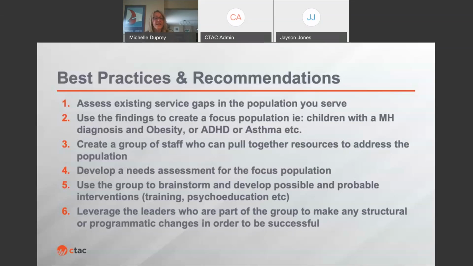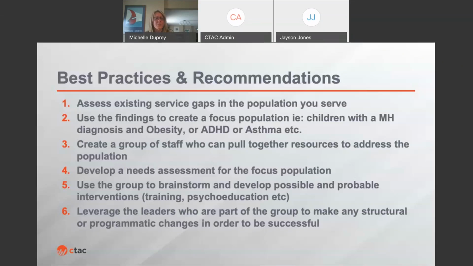If you can develop a needs assessment for that focused population to really drill down into the details of what's going on, what that client population needs from you as it relates to their health, that is a really good way to get started, focused on just picking one thing first. And that would be my recommendation. Don't try to do it all at once. One population at a time.